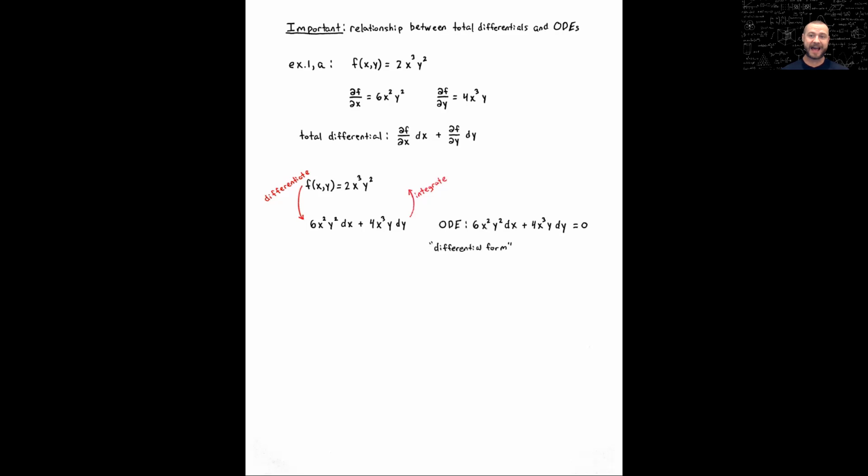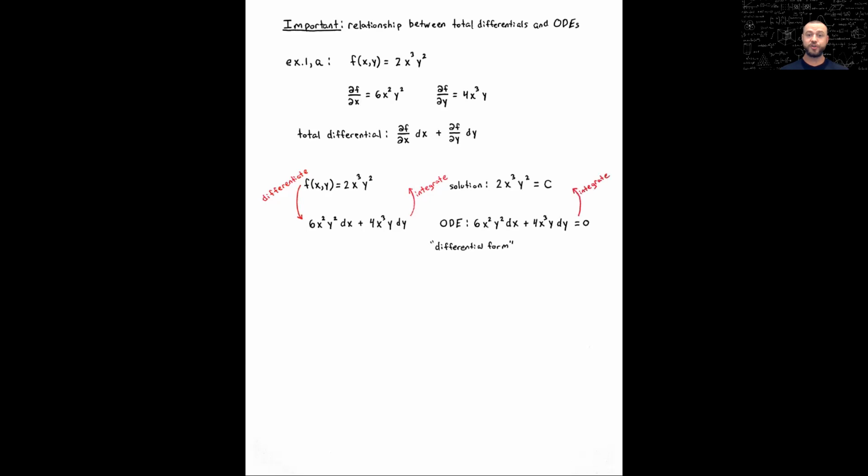Now, we actually have, for this ODE in differential form, the solution on the screen. View that ODE as being the total differential of some function. How do you undo a derivative? How do you undo a total differential? Integrate. So if we go backwards, we should get to our solution for the ODE, which is that function that we started with to calculate the total differential, 2x cubed y squared.